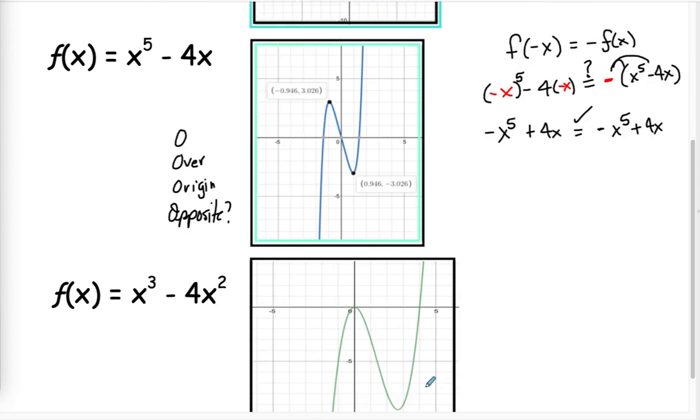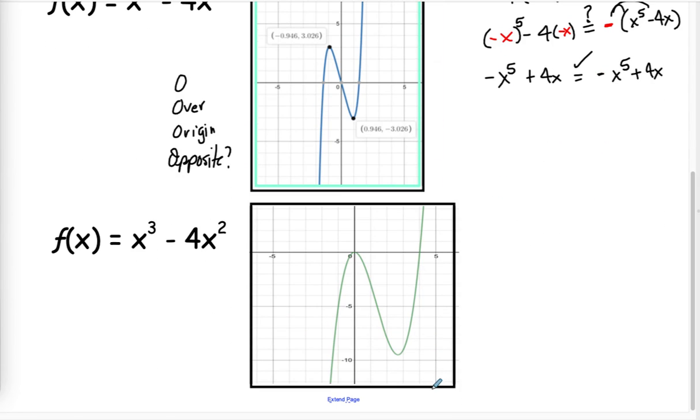So what about this one? x cubed minus 4x squared, it doesn't look to be even or odd. And yes, you can have neither. A function does not have to be even or odd. Being an even or odd function is a special attribute to it.